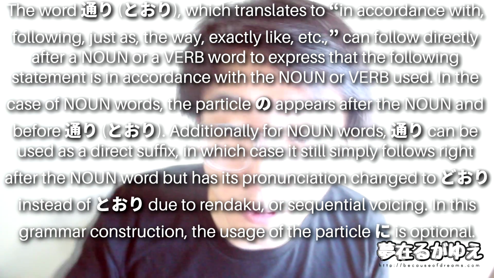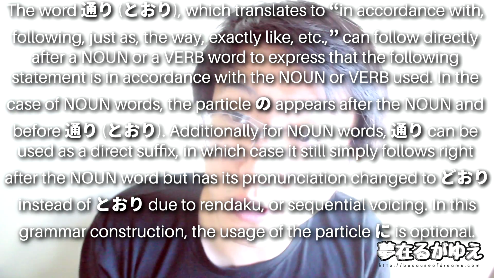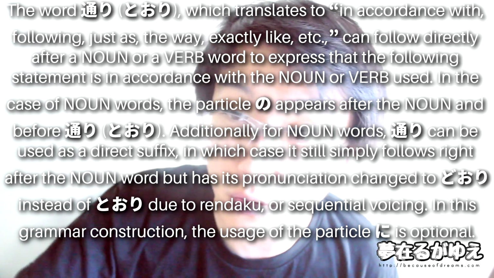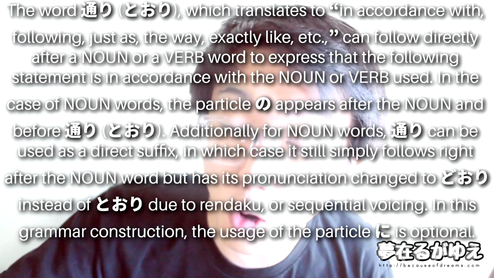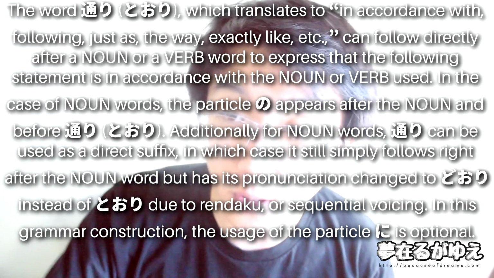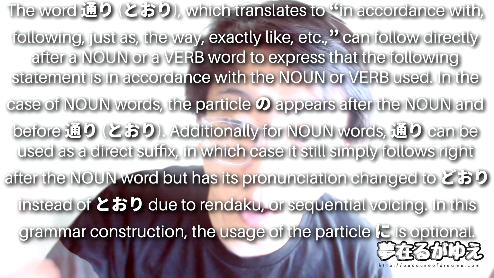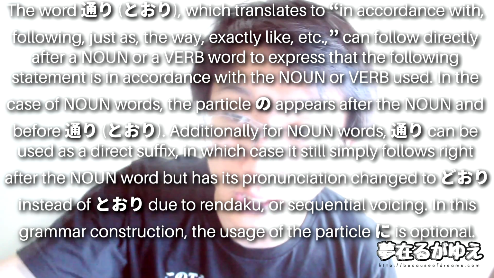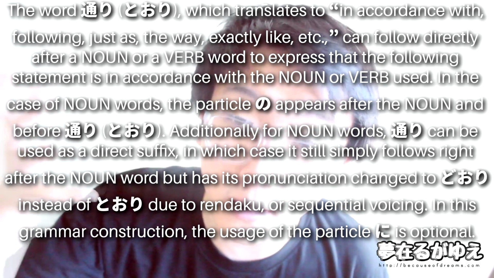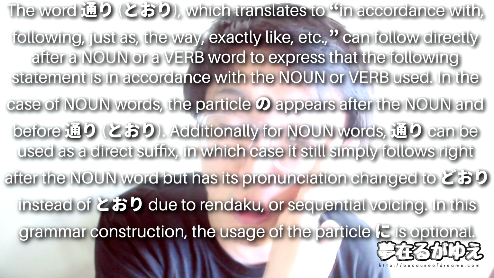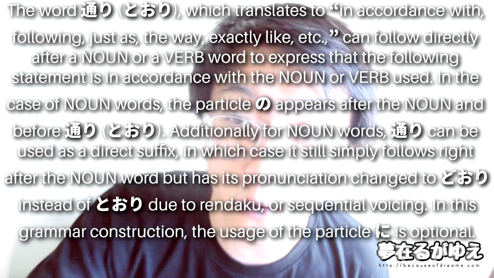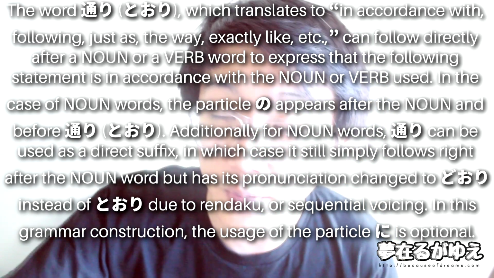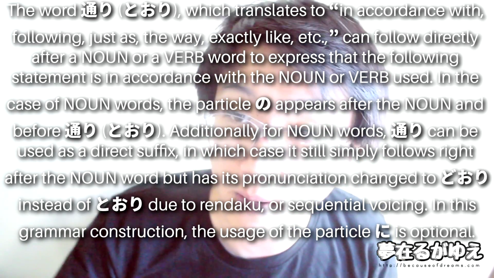Additionally, for nouns, we can also use toori as basically a direct suffix to the noun word used. And in this case, we're not going to use the particle no at all. The word toori is going to follow right after the noun word, and it's also going to be changed in its pronunciation from toori to doori, basically the do instead of to, and the reason behind this is called rendaku or sequential voicing. So look that up if you're curious. If you're not so much inclined to look it up and know why, then you can just take this at face value.